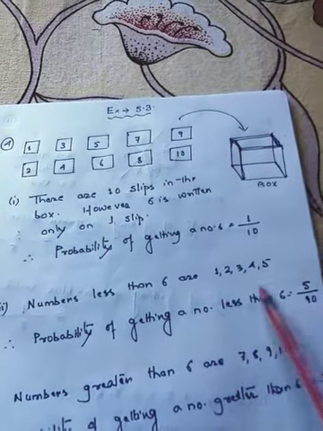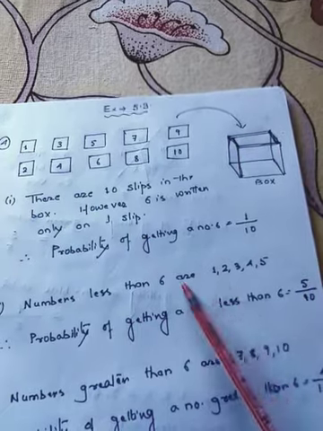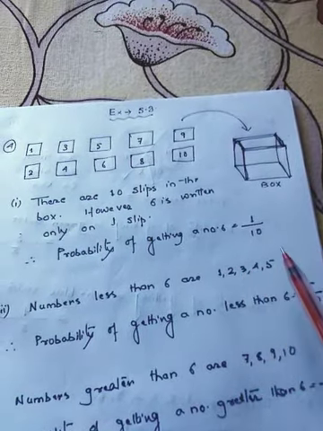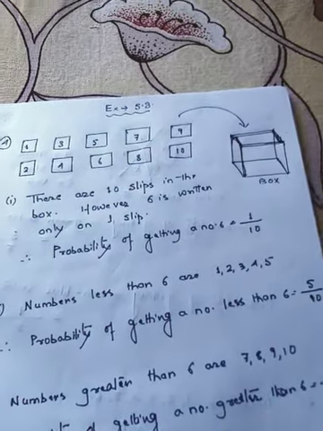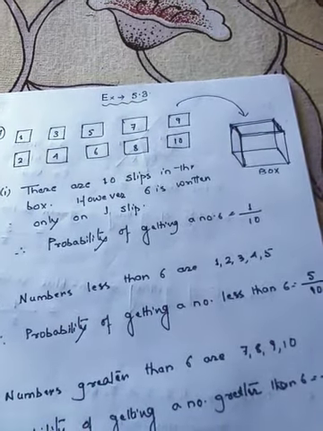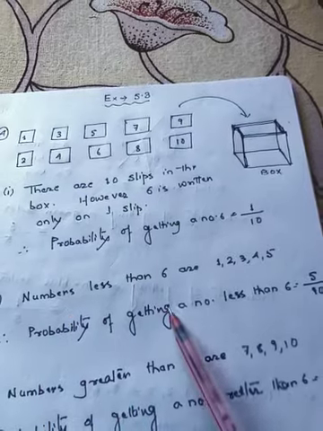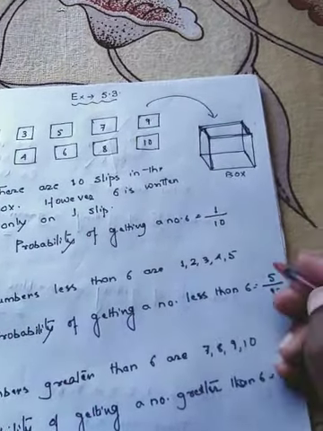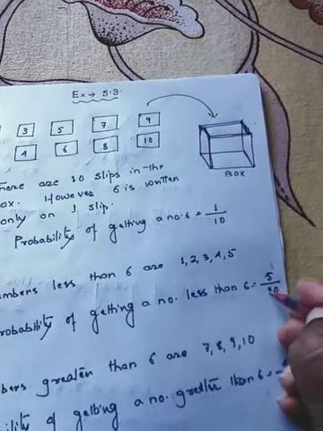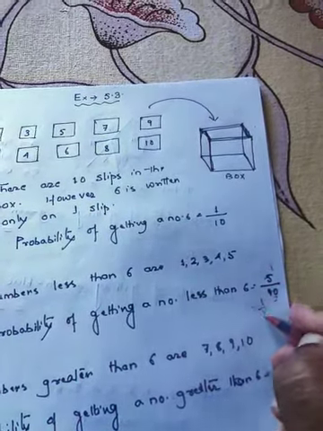So how many times will you get the numbers less than 6? 1, 2, 3, 4 and 5, isn't it? So out of 10, the number of times you will get a number less than 6 is 5 times. That is, the probability of getting a number less than 6 is 5 upon 10. Now you can reduce this also. That is, 5 ones are 5, 5 twos are 10. So the answer is 1 by 2.